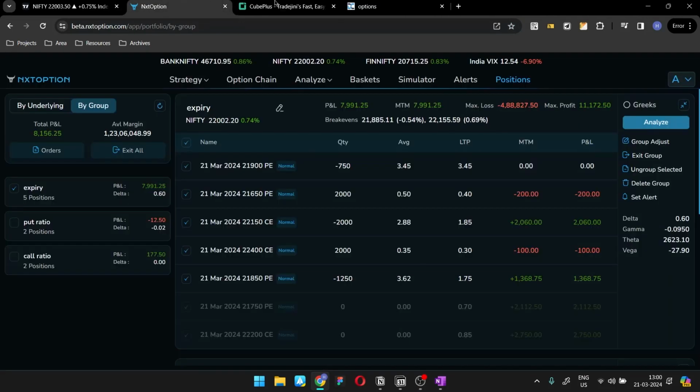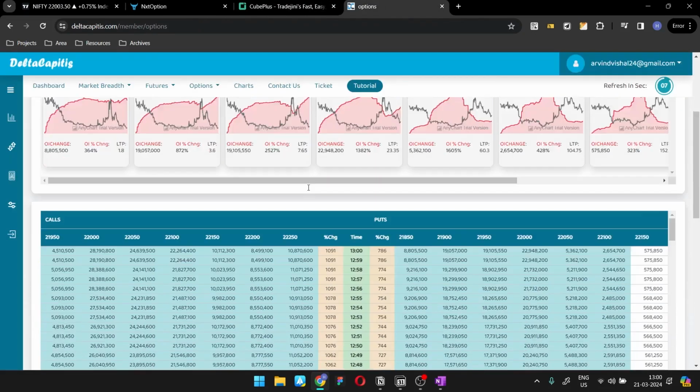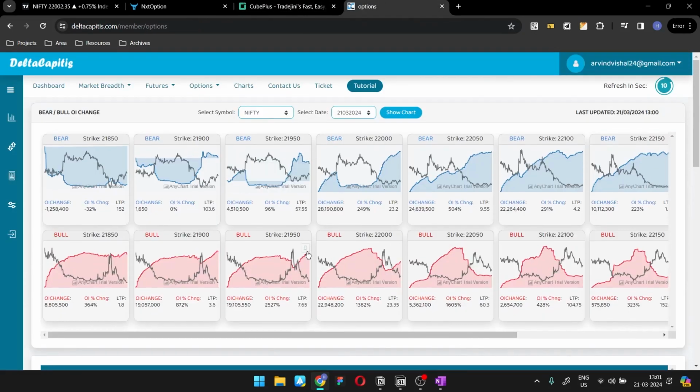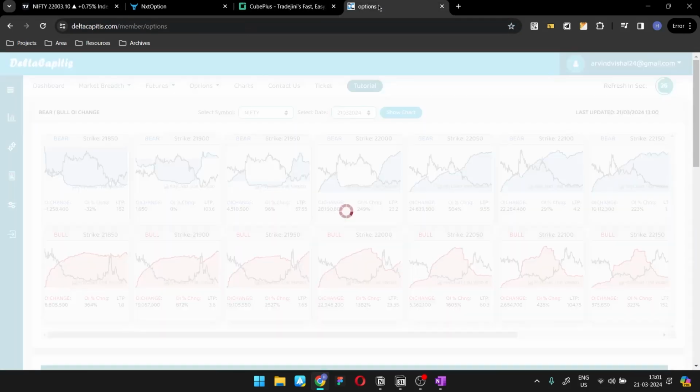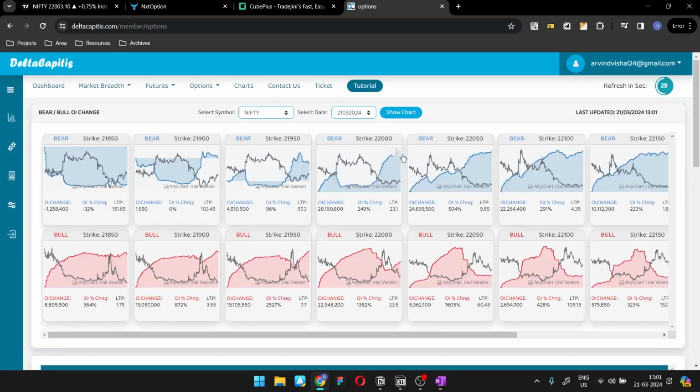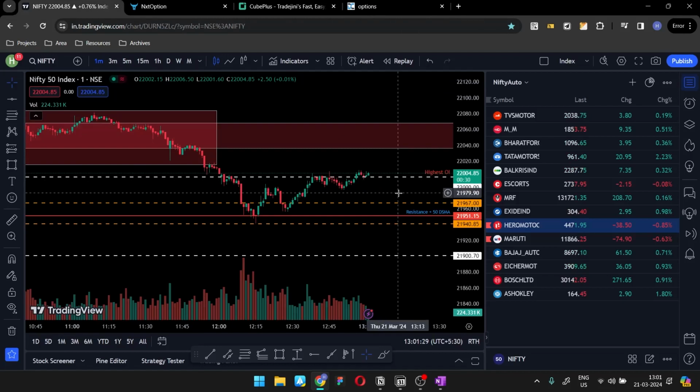So yes, because we are seeing very good writing increasing on the put side, both at 900 and 950, 950. And 22,000 also you can see it's starting to increase. So in the money writing is starting, so we can assume market will not move much. On the other side, calls also are increasing, slight, not at the same speed, but it's increasing. So mostly market has settled in the 50 points up and down here and it will move.